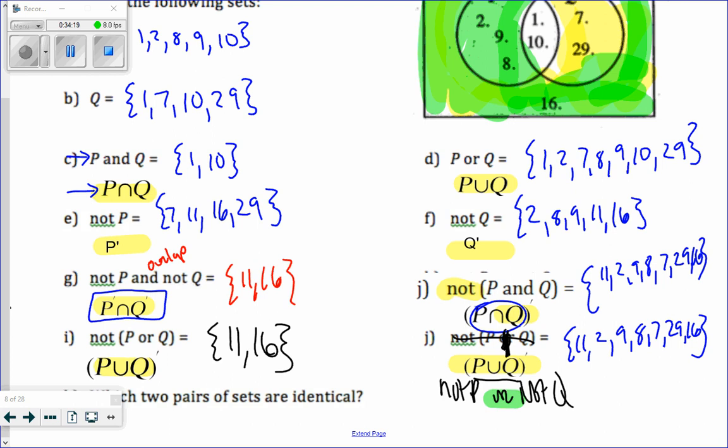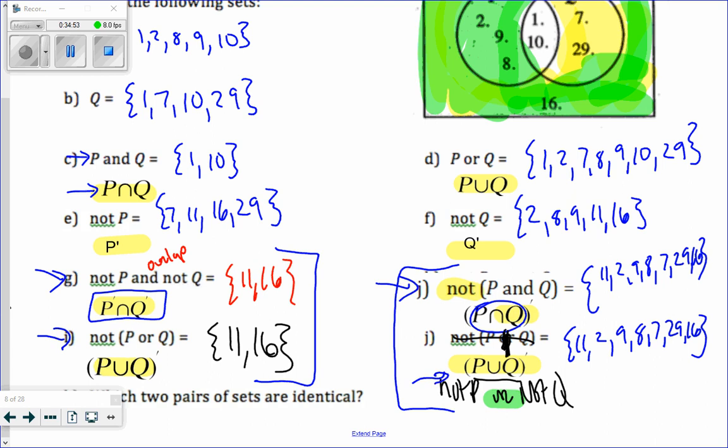Just a funky thing that happens. Notice these two answers are the same and those two answers are the same. Saying not P and not Q is the same as saying P or Q, not that. Not P and not Q is the exact same thing as saying P or Q, not that.